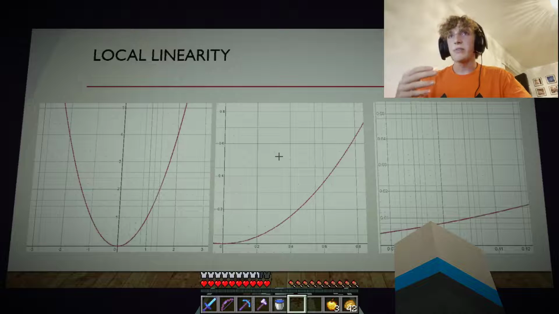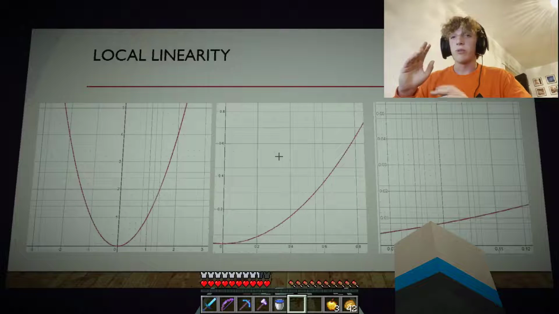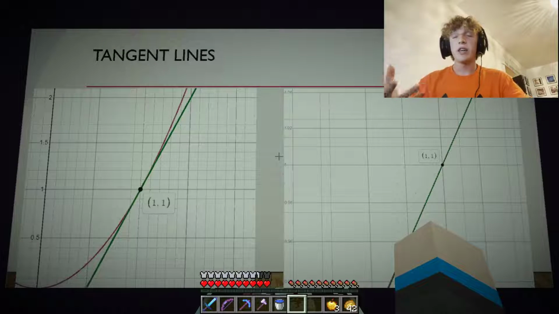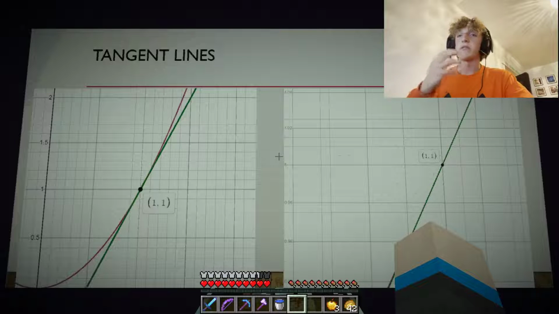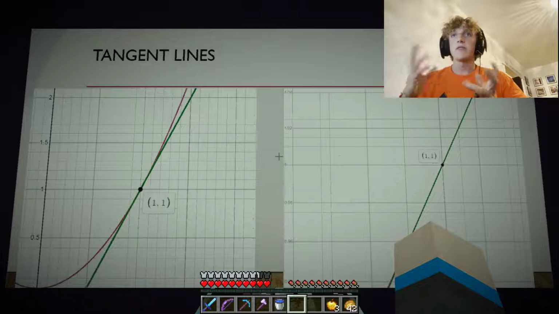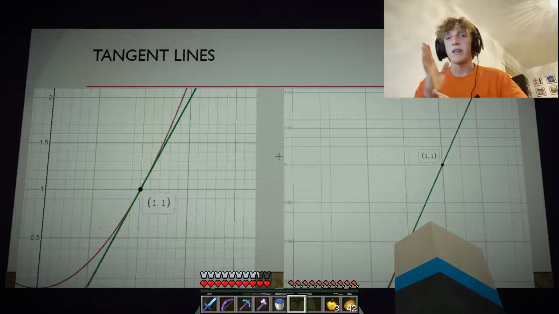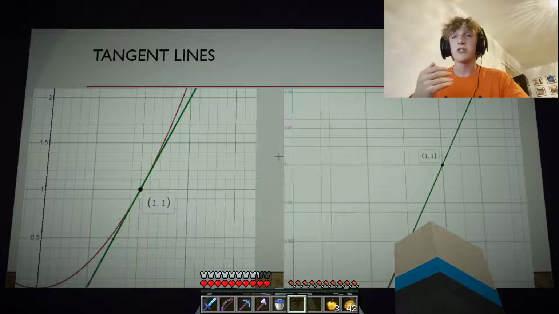Local linearity is predicated on the assumption that if you zoom in far enough, any curve will look like a line. The instantaneous rate of change, therefore, will be the slope of this locally linear segment. The slope of this line will be the same as the line tangent to it, meaning the line that passes through exactly that one point on the function.